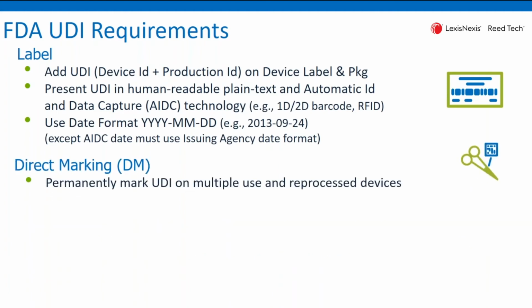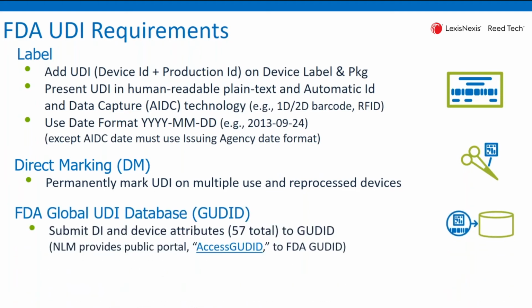A subset of medical devices in the U.S. that qualify need to have the UDI permanently marked on the actual product itself. There is a requirement to report the device identifier. This is not the production identifier, by the way. This is just the first portion, the device identifier, and a number of attributes. So totaling 57 attributes are reported to the FDA's global UDI database, GUDID. That information is flowed over to a public database hosted by the National Library of Medicine, referred to as AccessGUDID.